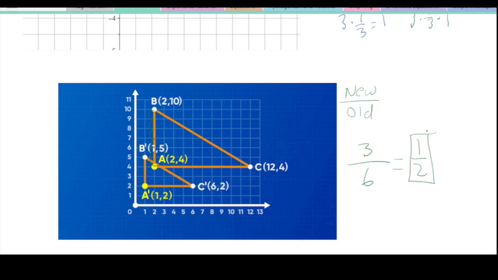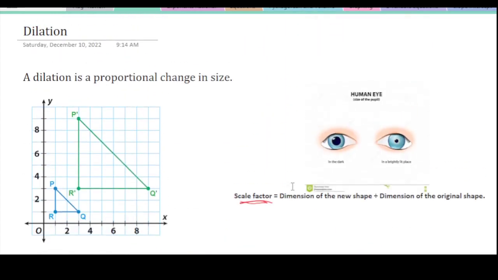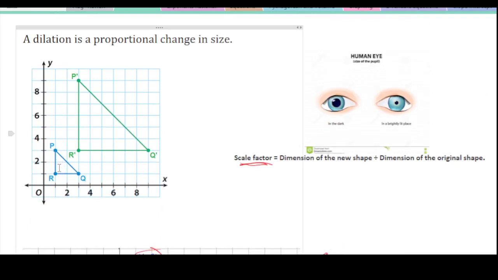So this is a scale factor of 1/2, which makes sense because this is, again, a reduction. This shape is getting smaller. So this was going from a bigger shape to a smaller one, so I use a fraction. This one was going from a smaller one to a bigger one, so this was a whole number.